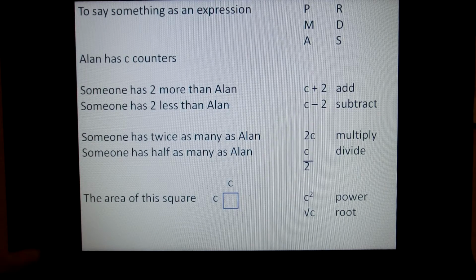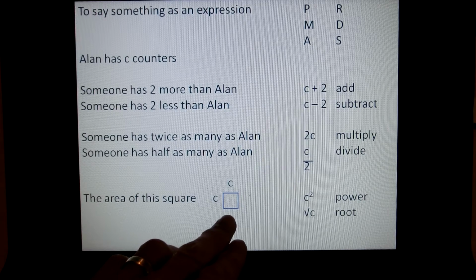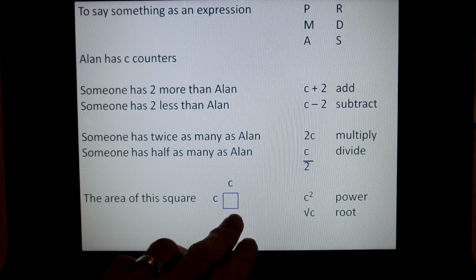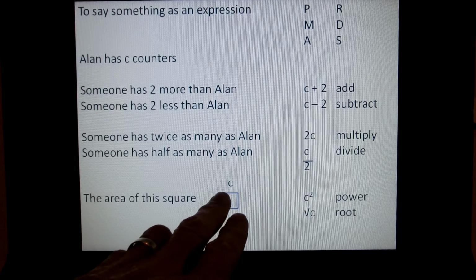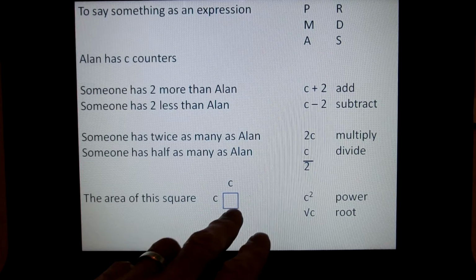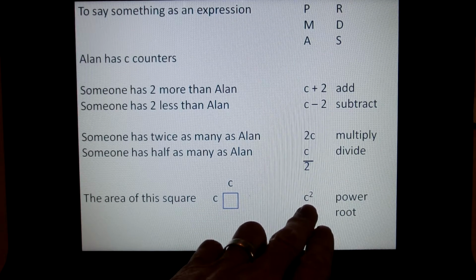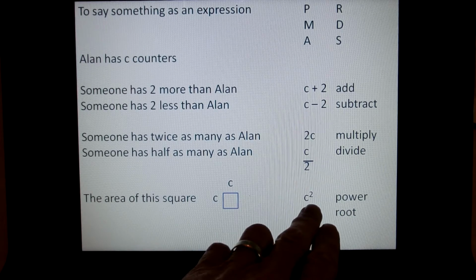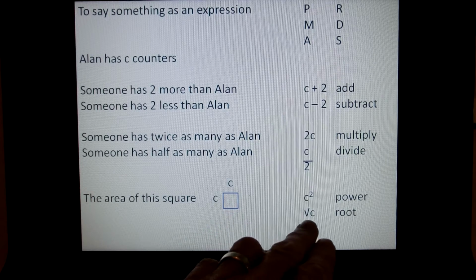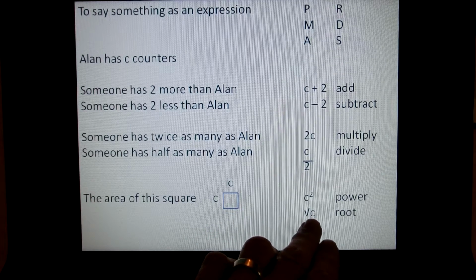Changing tack slightly. Here's a square. How would you say what the area of this square is in algebra? To find the area of a square, you multiply this length by this length. So C times C, we're writing that as C squared to write it in a shorter, quicker way. So that's an expression for the area of that square. And if you wanted to square root C, you'd write it in that way.